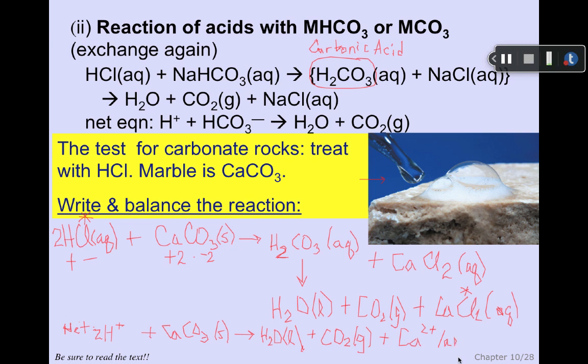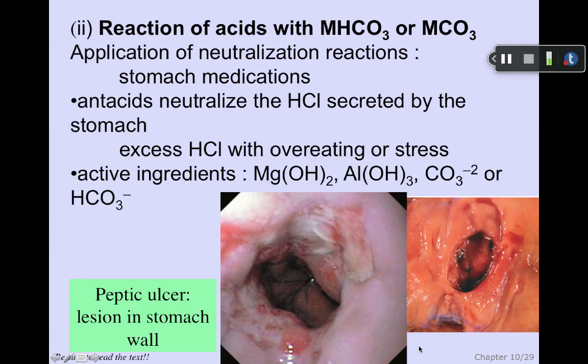Kind of funny to go from calcium solid to calcium aqueous, but this equation does still fit if you realize that there's a charge of 2 on the left side with the 2 hydrogen ions, and on the right side there's a charge of 2 on the calcium ions. So that still is reasonably consistent. All right, let's try another example.